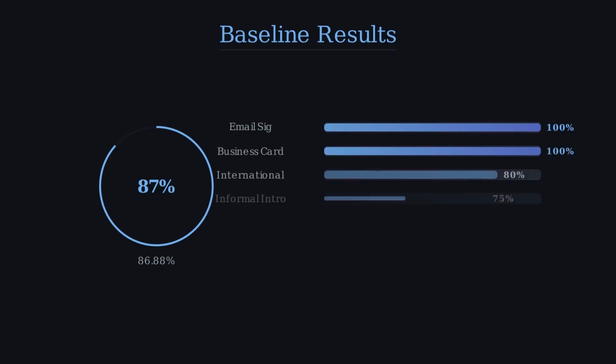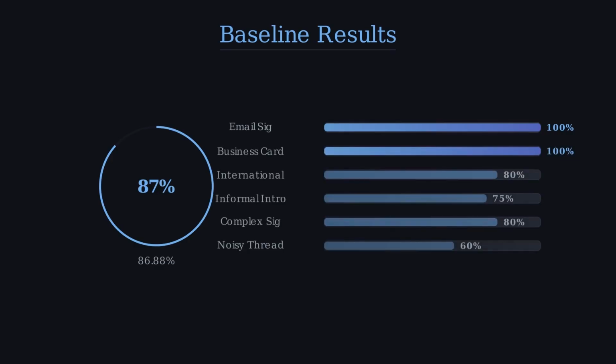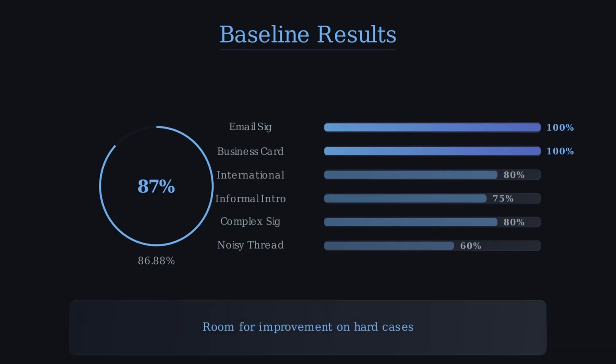Now for the exciting part, the results. Starting with the basic instruction, extract contact information from the provided text, the baseline accuracy is 86.88%. Simple cases like email signatures score 100%, but hard cases like noisy email threads drop to 60% and international formats to 80%. There's clearly room for improvement.